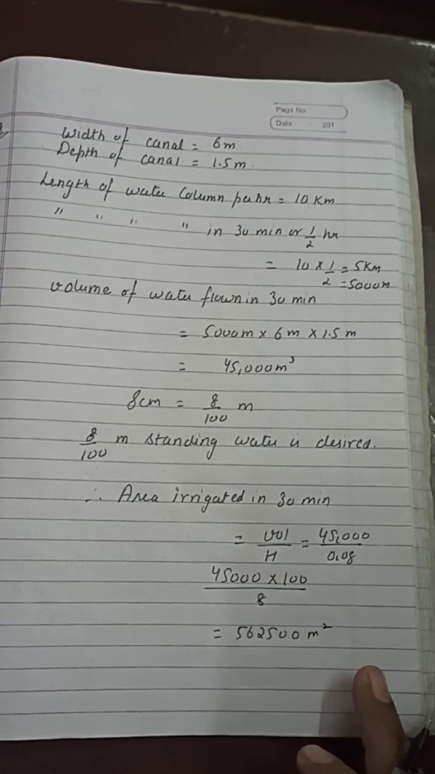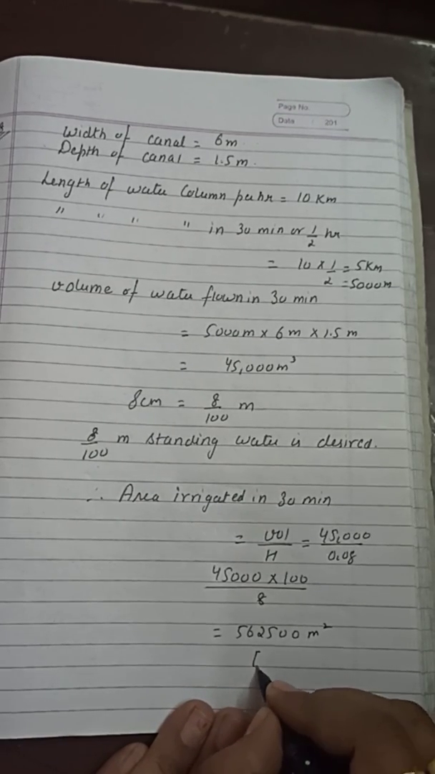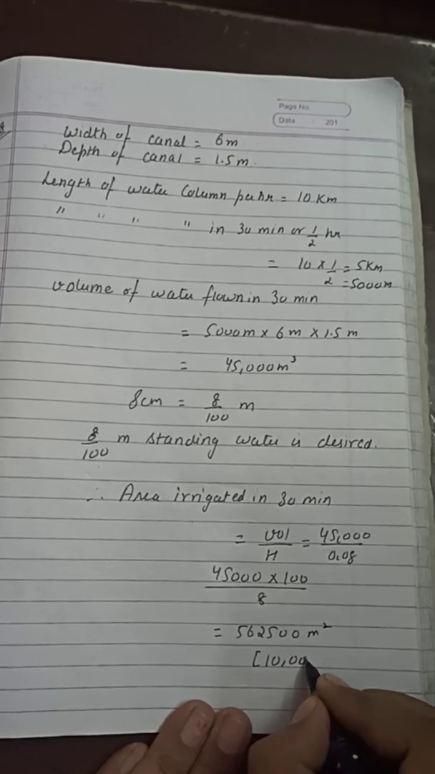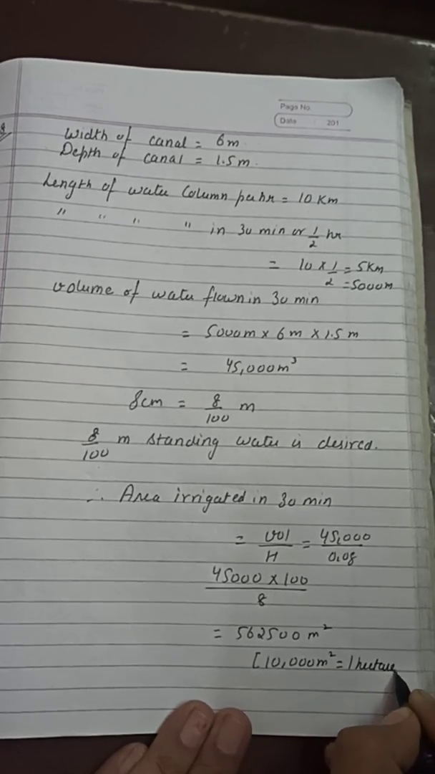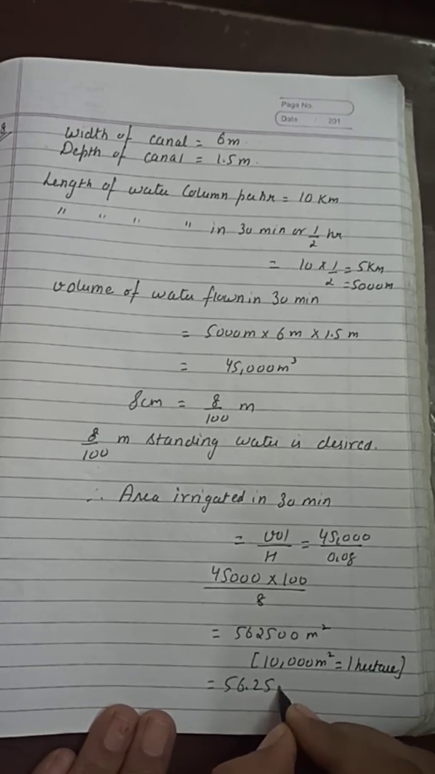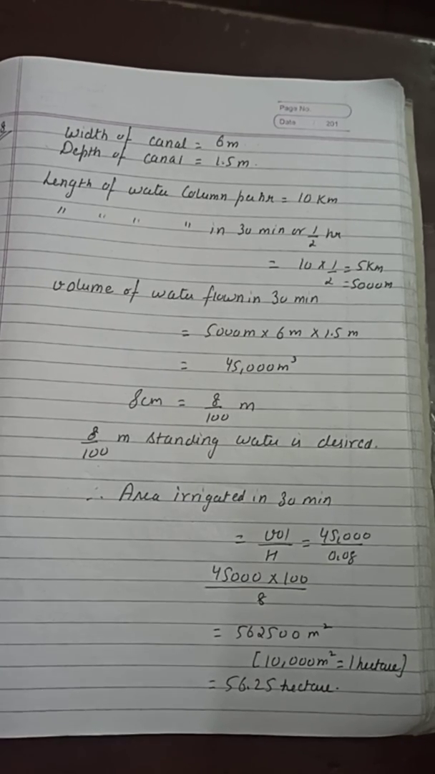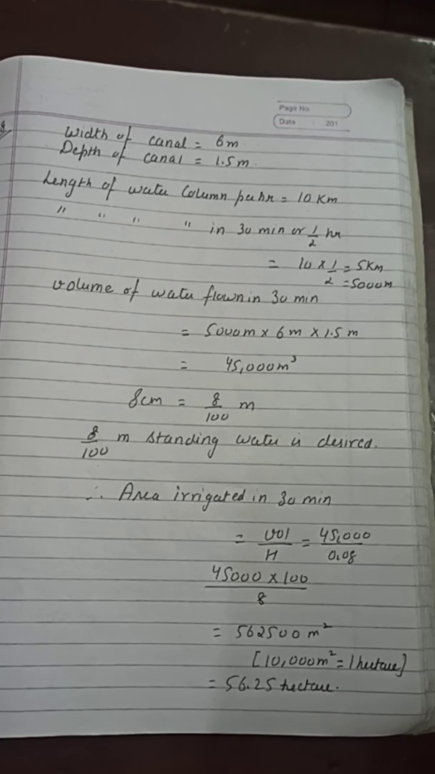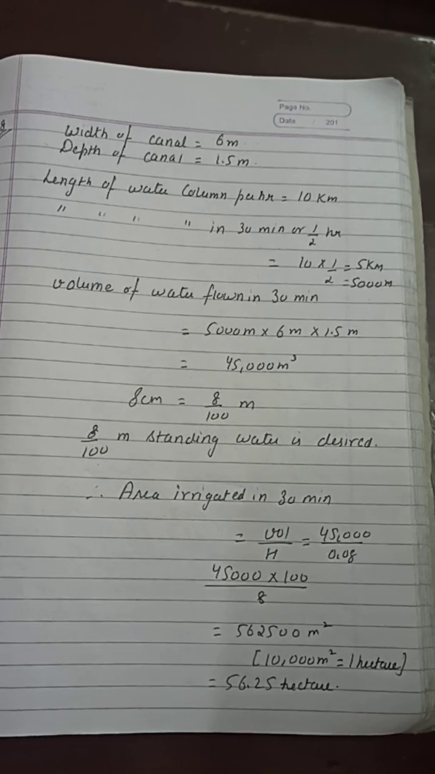Now I can change it into hectares also, because the suitable unit will be hectares. 10,000 meters square equals 1 hectare. So it will be 56.25 hectare of standing water is required to irrigate that field in 30 minutes. So that was my question number 8.